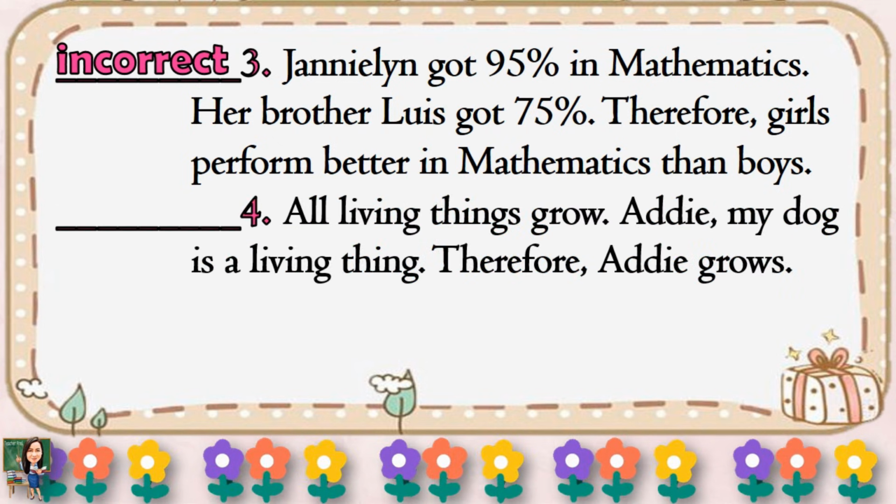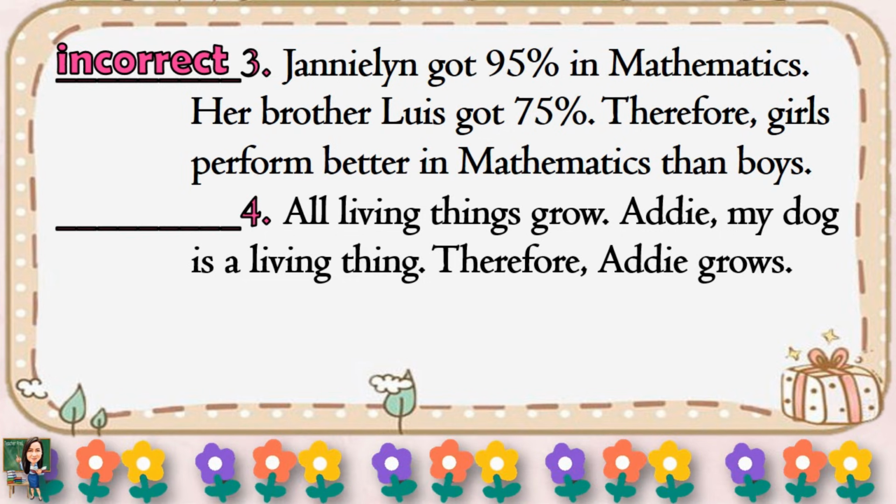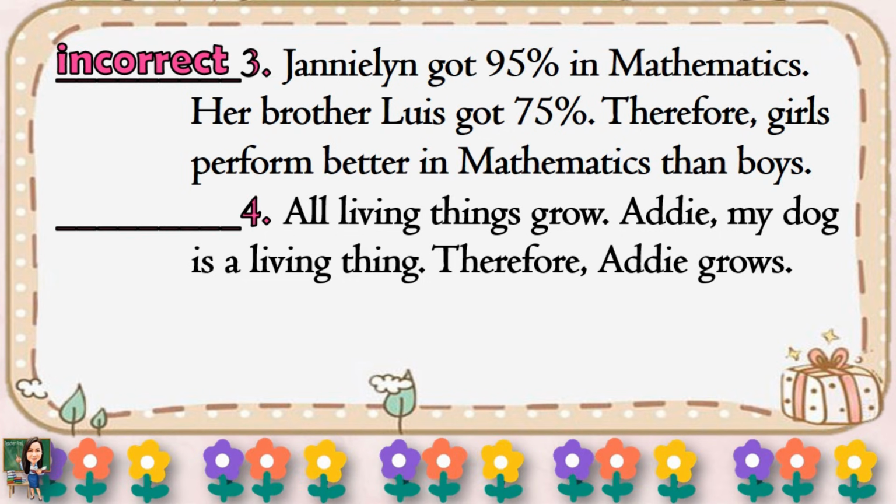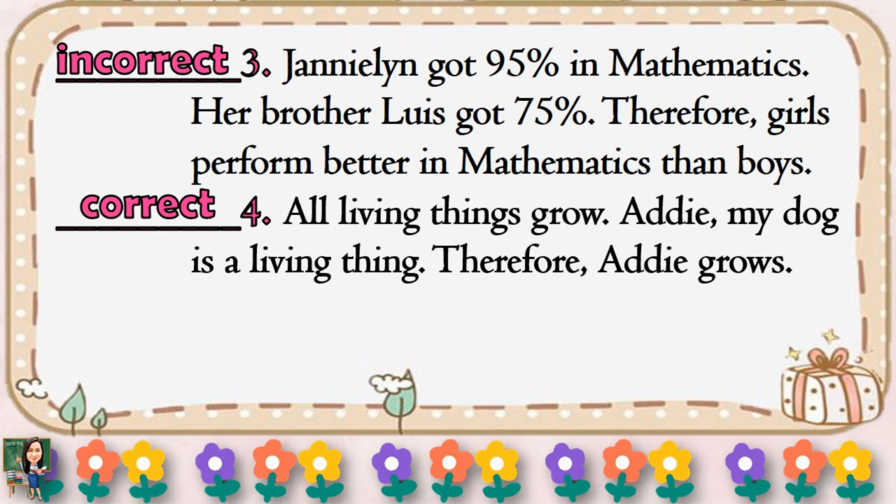Number 4. All living things grow. Addy, my dog, is a living thing. Therefore, Addy grows. Is the statement correct or incorrect? Very good. The answer is correct.